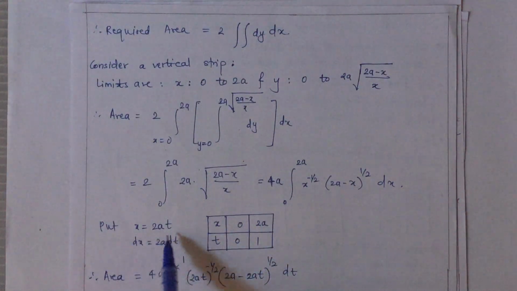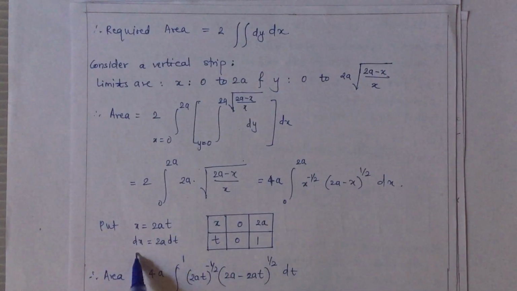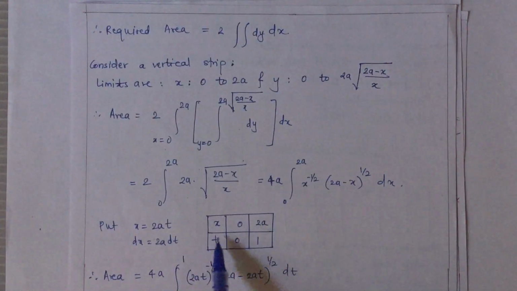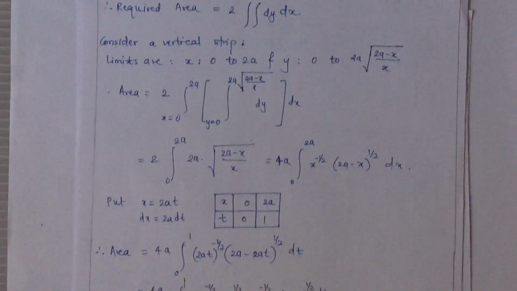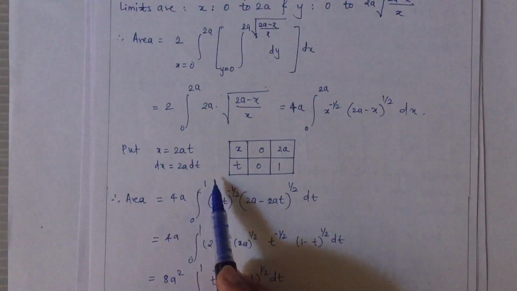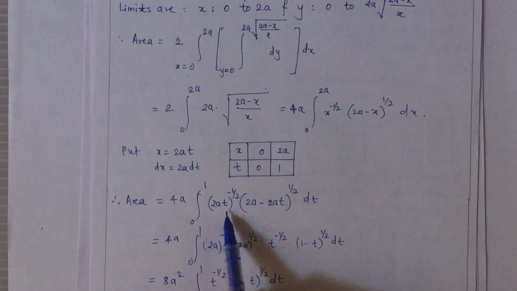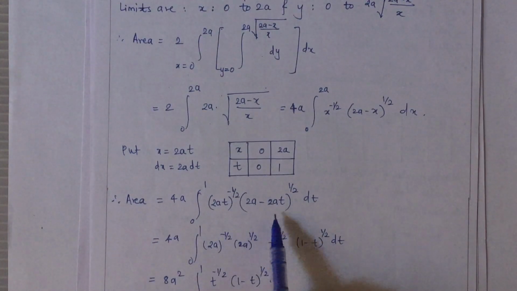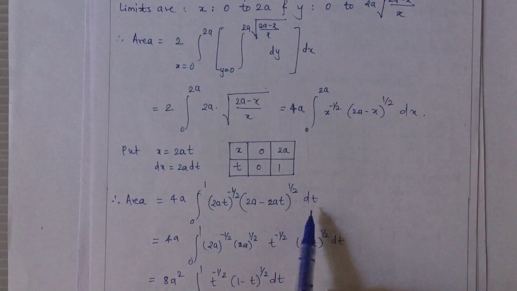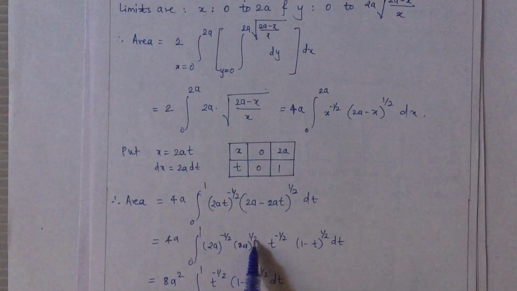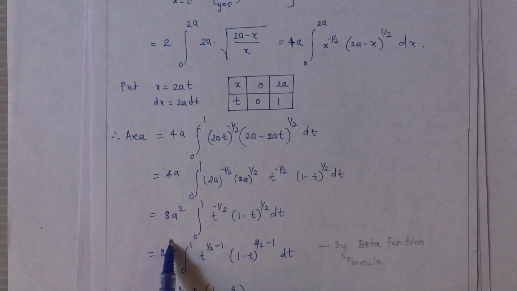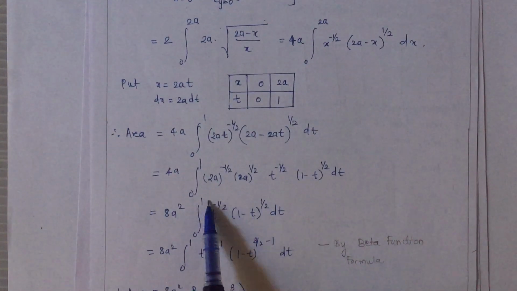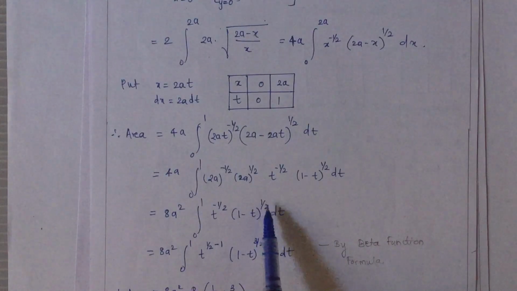So we'll substitute x as 2at. When you substitute x as 2at, dx becomes 2a dt, and as x goes from 0 to 2a, the limits of t become 0 to 1. This becomes 4a integral 0 to 1 (2at) to the power minus half (2a minus 2at) to the power half dt. Taking the 2a terms common and outside, the term outside becomes 8a squared, and here it remains t raised to minus half (1 minus t) raised to half dt.